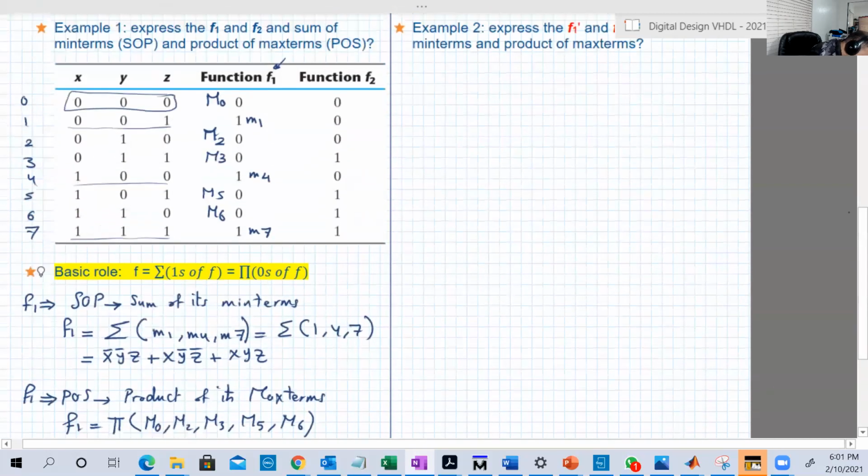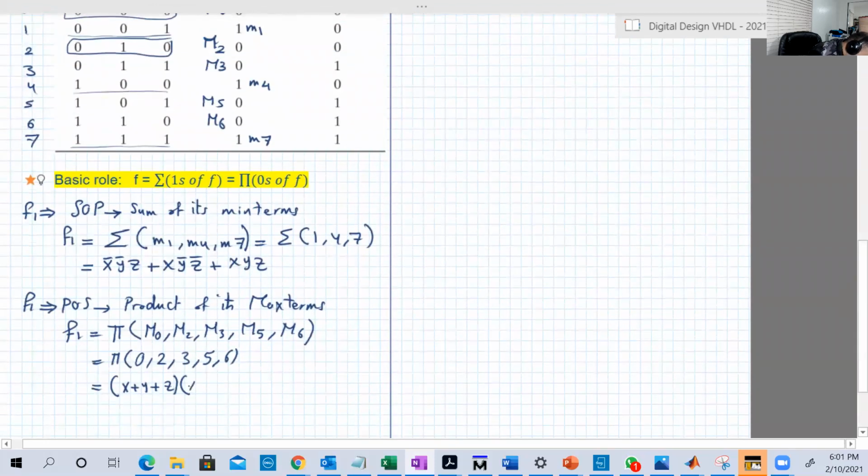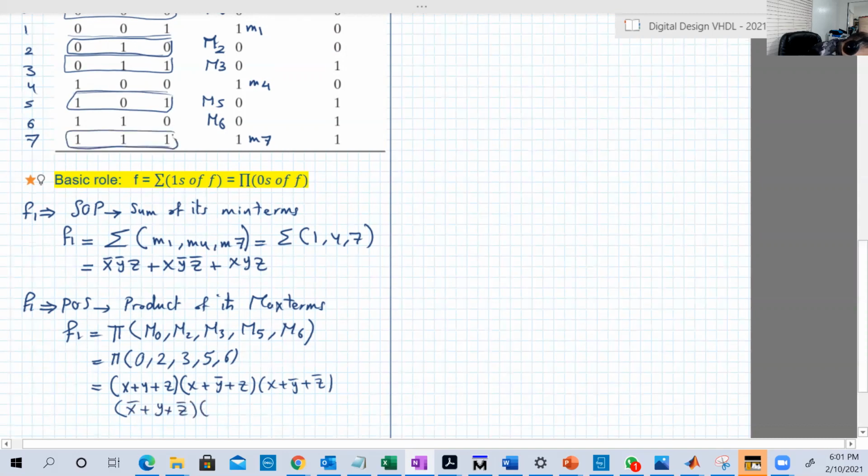Then 2. 2 is that one: X or Y bar or Z. Then 3, this one here: X or Y bar or Z bar. Then 5, this one: X bar or Y or Z bar. Then 7, all of them are bars: X bar or Y bar or Z bar.